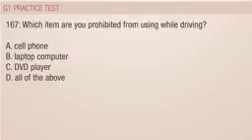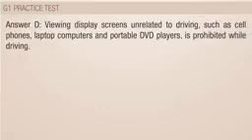Question 167. Which item are you prohibited from using while driving? A. Cell phone. B. Laptop computer. C. DVD player. D. All of the above. Answer D. Viewing display screens unrelated to driving, such as cell phones, laptop computers and portable DVD players, is prohibited while driving.